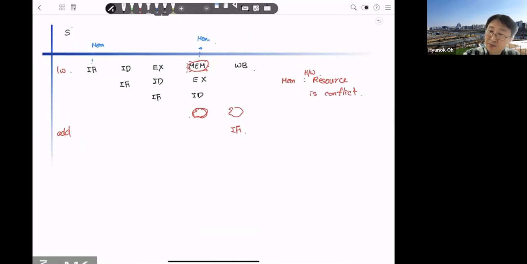Then how can you solve this problem? How can you remove this structure hazard? Structure hazard is very easy to solve. For instance, in your home you have one car, but there are two people who want to use the car at the same time. So it's a conflict, right? One of them should wait until the other person finishes using the car. Because of that conflict, we have to wait.